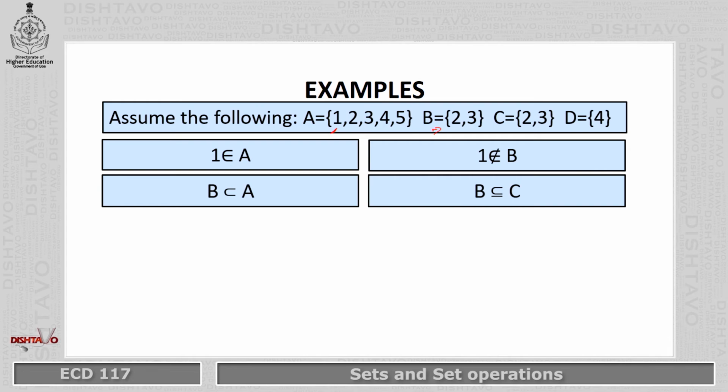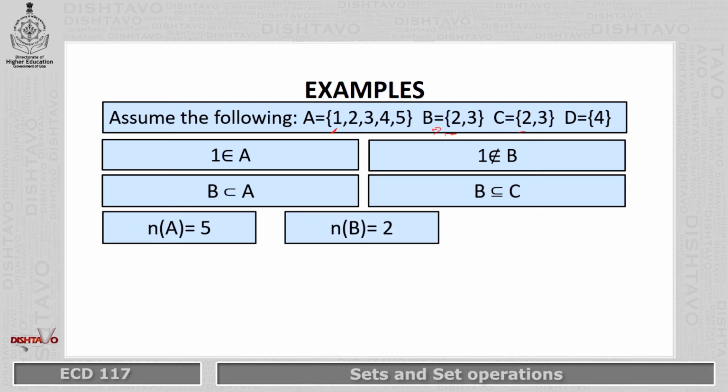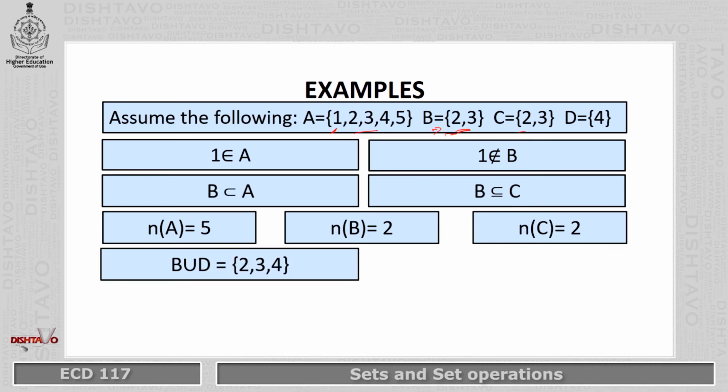B is a subset of C and B is equal to C. Look at B here, look at C here, exactly the same elements are there, 2 and 3, 2 and 3. Therefore, yes, they are a subset and they are equal. n(A) is equal to 5, there are 5 elements here. n(B) is 2, you can see that n(B) is 2, n(C) is also 2. Then we have B union D. Look at B and look at D, and B union D is nothing but the combination of set B and D. So, you list down all the elements of B and D.